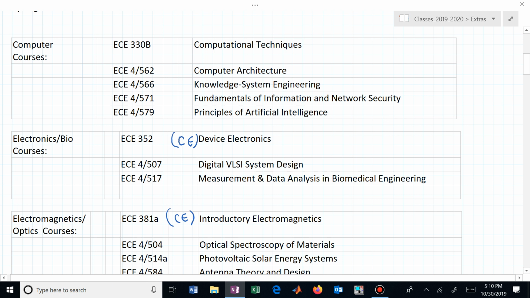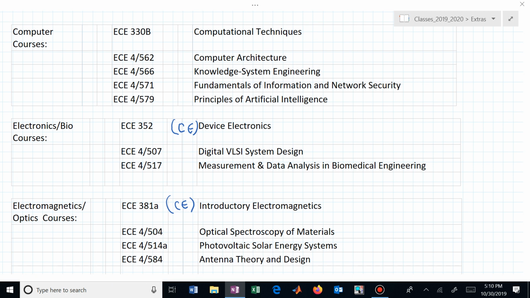In terms of the electronics and biomechanical classes, if you're in the computer engineering option, you can take the required EE option courses for technical elective credit. 352 is required in the electrical engineering option track, but if you're in the computer option, that's what the CE beside that means.